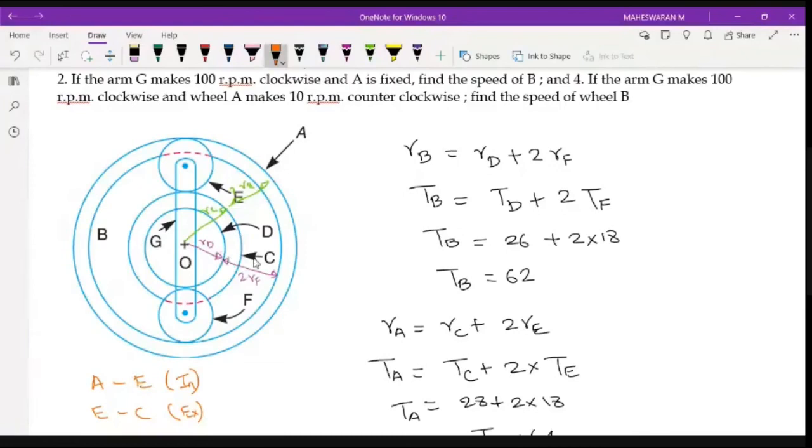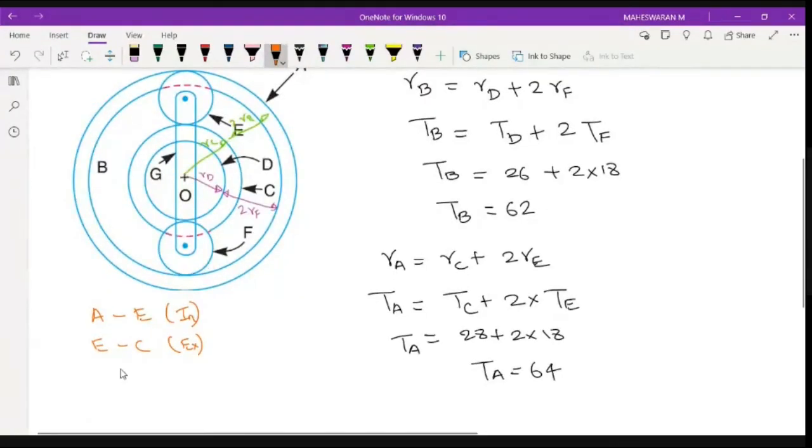Next, C and D are the same speed, so I can say that C is equal to D. Now I can go for D. D is meshing with F, and this is an external mesh. Now F is meshing with B, which is an internal mesh.